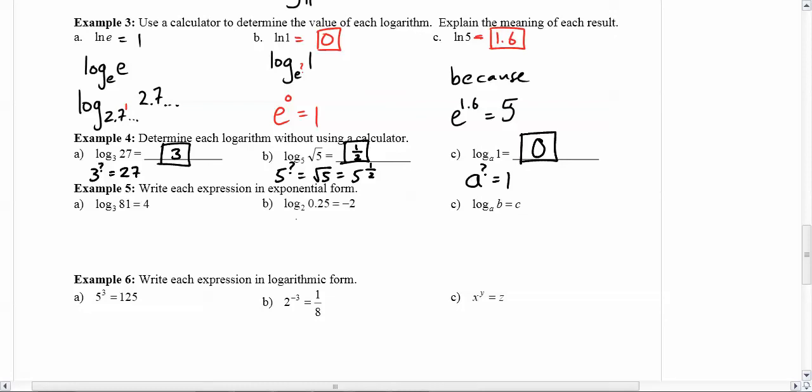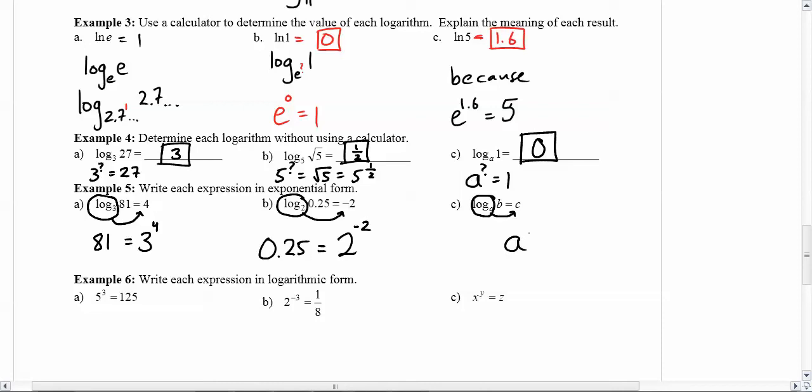Now, to write these expressions in exponential form, you can take the logarithm, and the base becomes a base of an exponent on the other side of the equation. So this expression is just saying that 81 is the same as 3 to the power of 4. So the log base 2 becomes a base 2 on the other side of the equation that pushes the negative 2 up into the exponent. 2 to the power of negative 2 is 0.25. So we can take this log base a and move it to the other side of the equation by making it the base of an exponent.